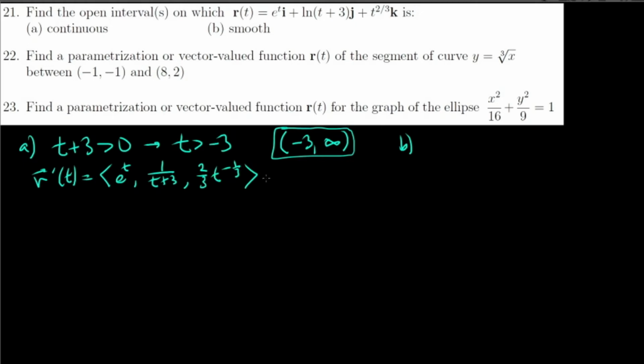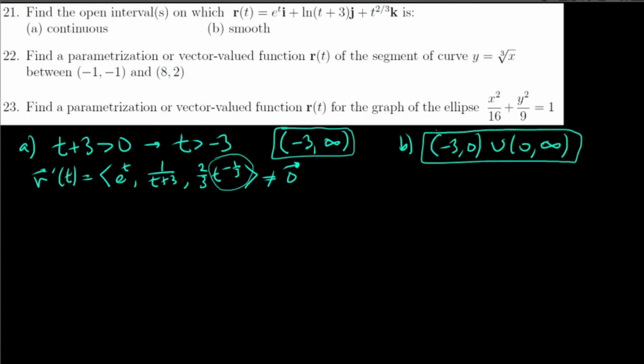Okay, so I don't think that's ever going to be 0. So we don't have to worry about where it's 0, but we do have to worry about, well, remember, t to the negative 1/3 is 1 over the cube root of t. So you have to exclude 0 as well here. So here you're going from negative 3 to 0, and then from 0 to infinity. Okay, so it's continuous at 0, but not differentiable there.